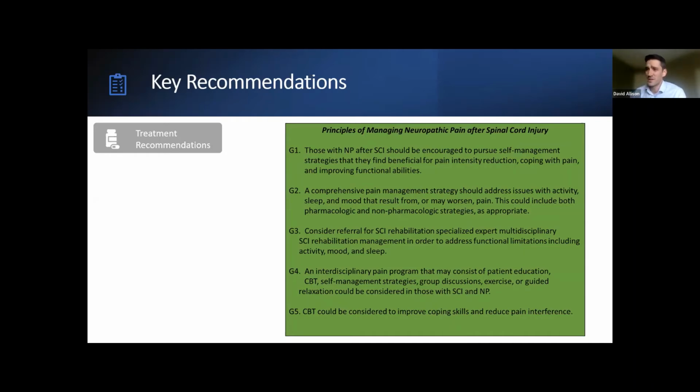And then a second primary point from these general treatment principles is the importance of utilizing a comprehensive pain management strategy. Again, that comes back to not simply focusing on treating pain intensity, but also focusing on trying to improve mood, sleep, activity, things that can be hindered from the pain and also contribute to pain as well.